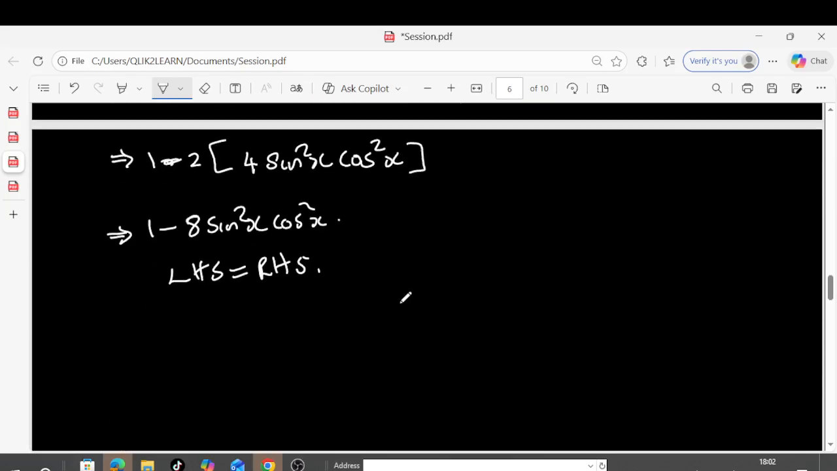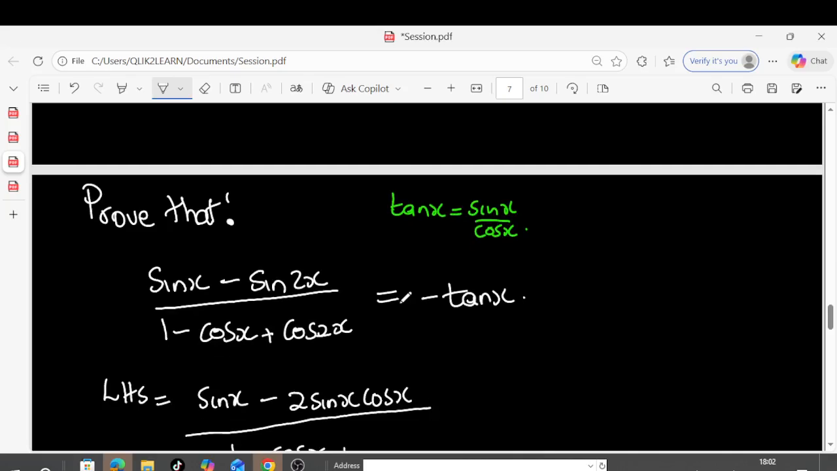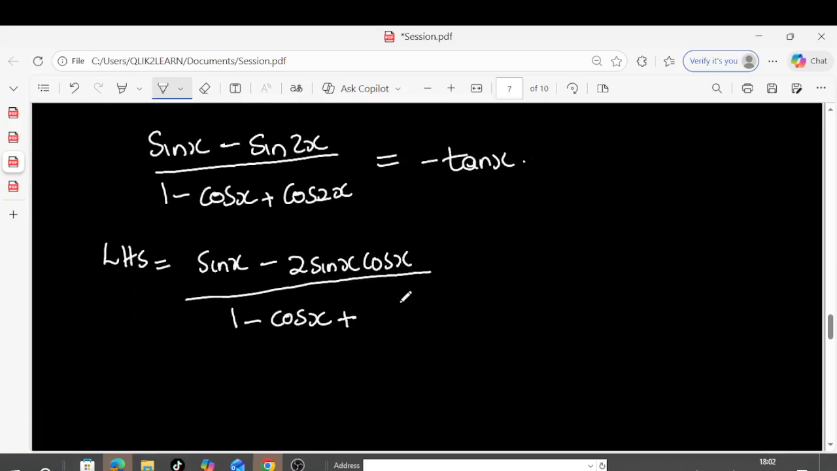Please try to send that question again. So we are saying that we'll change this. I'm just going to put this inside the bracket. This is 2 cos squared x minus 1. So this is my identity that I'm going to choose.